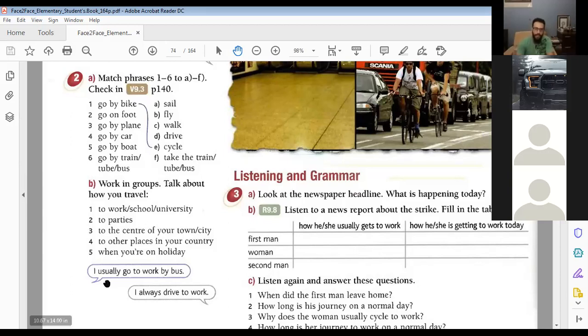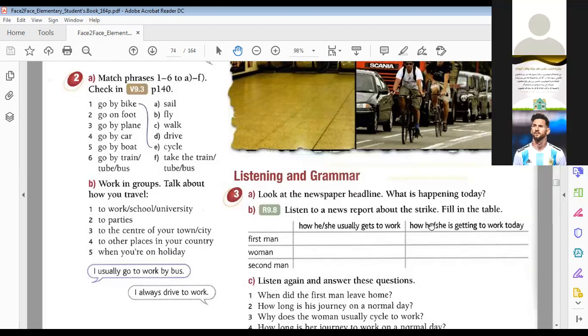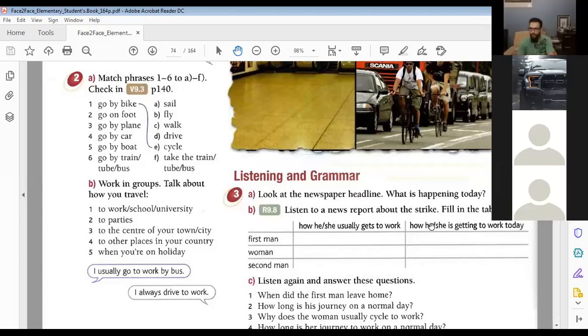So you can say, I usually go to work by bus. You can also say, I always drive to work. I sometimes drive to work. Or you can say, I go to work by car. You get the idea? So here I want you to talk about how you go to work. This is the idea.